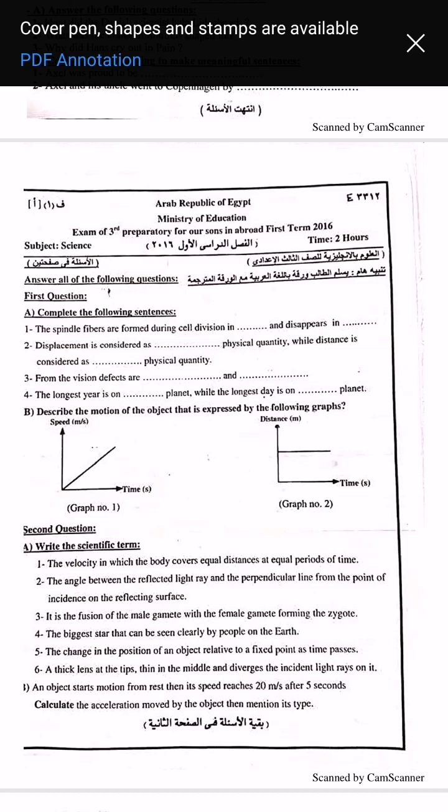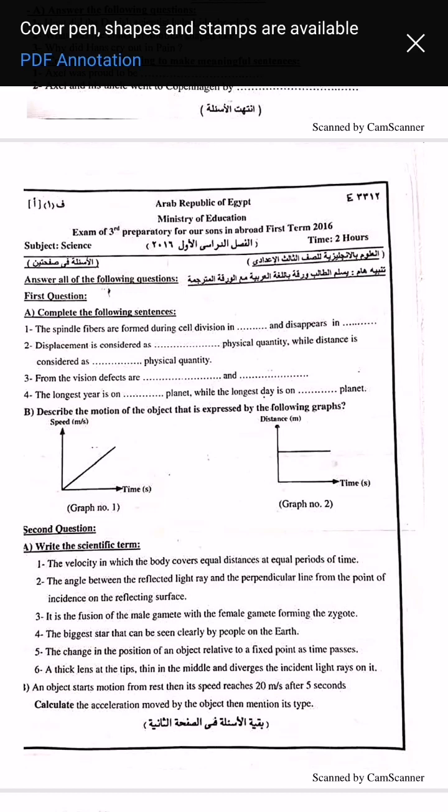Number 3, from the vision defects are space and space. The answer is long sight and short sight. Also, we can say cataract disease. Long sight and short sight and cataract. Number 4, longest year is on space planet, while the longest day on space planet. This question is cancelled. The whole lesson is cancelled.